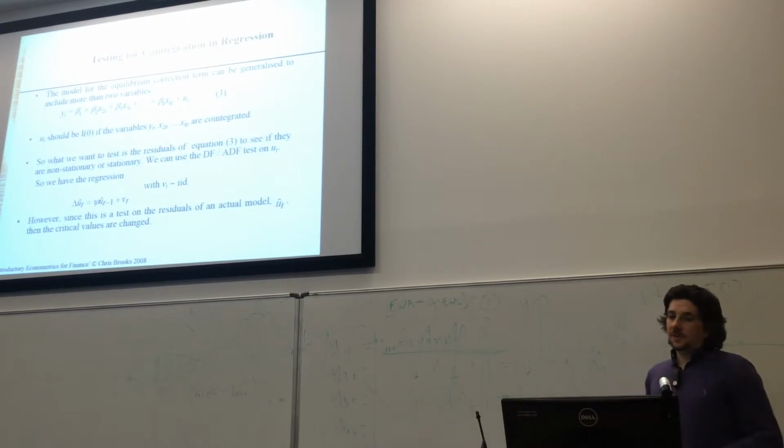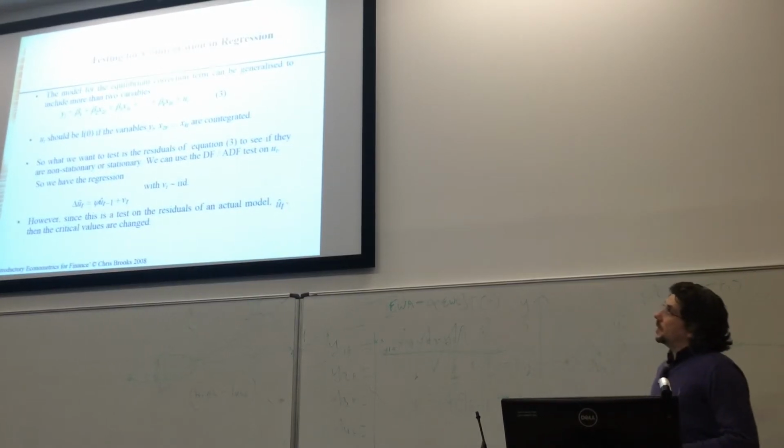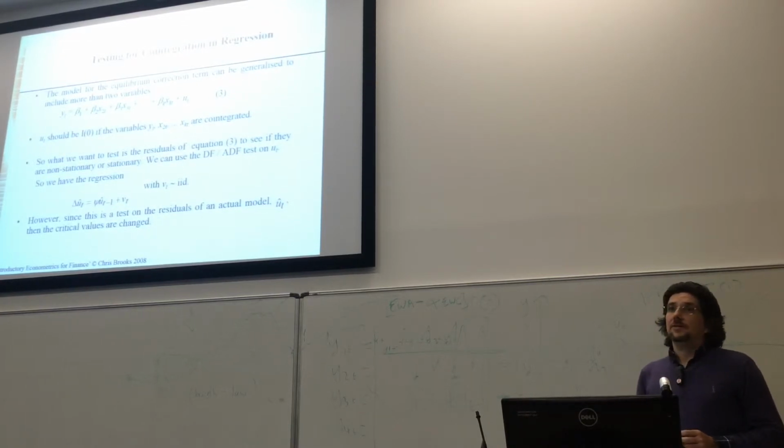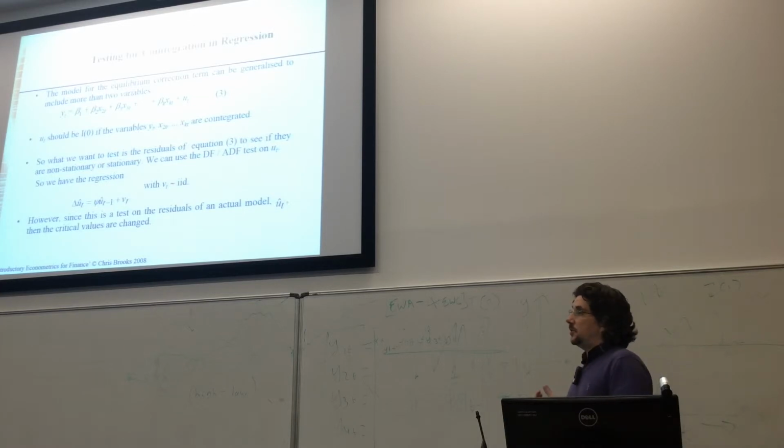So you want to test, are they non-stationary or stationary? If they're stationary, it means that there's a co-integrated relationship there. Okay? So remember, the first thing we do is we test, are both of the variables, if you have two variables, are both of them non-stationary? They have to be non-stationary.